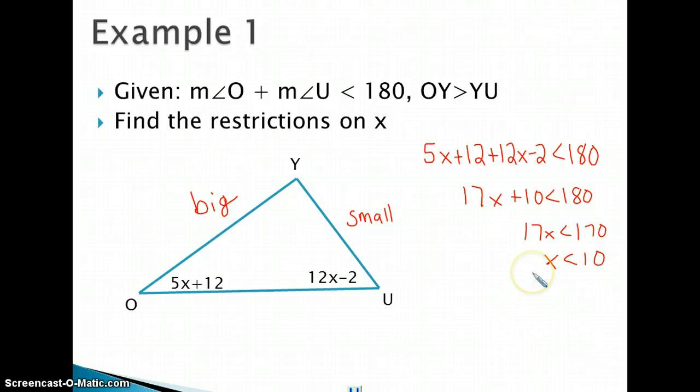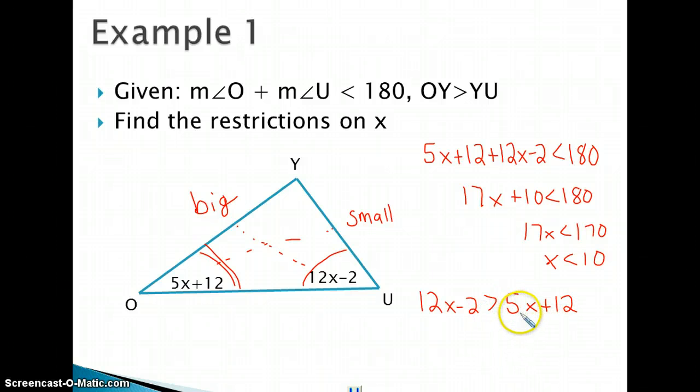So I know that any number bigger than 10, I'm going to have a problem because my triangle is going to have angles that are bigger than 180. In addition to that, I know that OY is bigger than YU. So if this is my big side, then 12x minus 2 is my big angle. And if this is a smaller side, then that's a smaller angle. So I know that 12x minus 2 has got to be greater than 5x plus 12. I'm going to bring 5x over and 2 over and find out that x is bigger than 2.